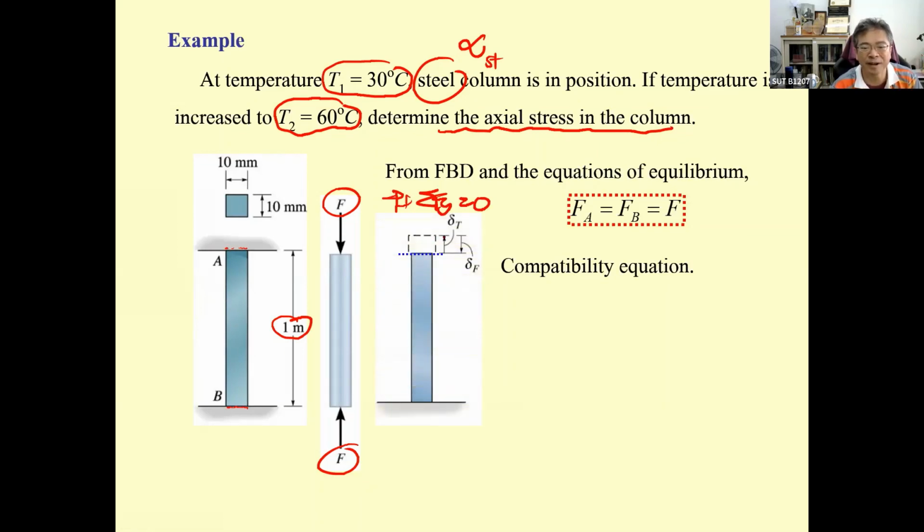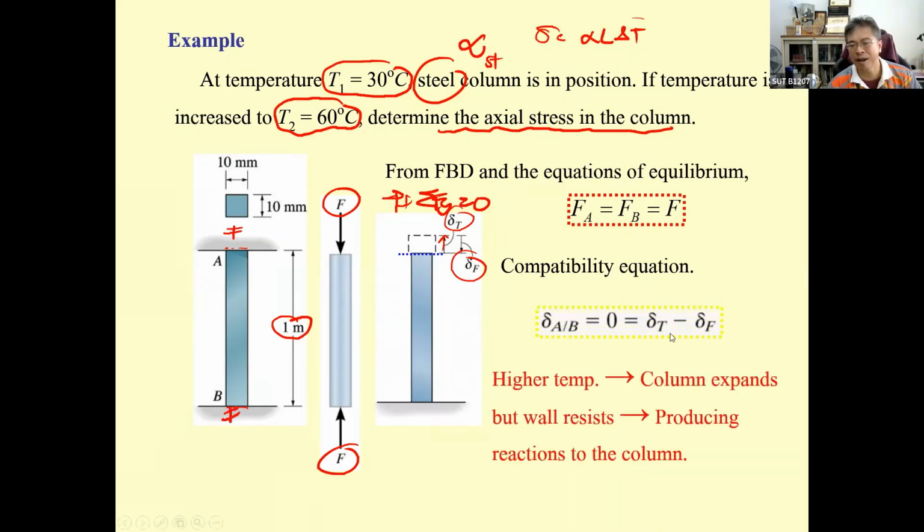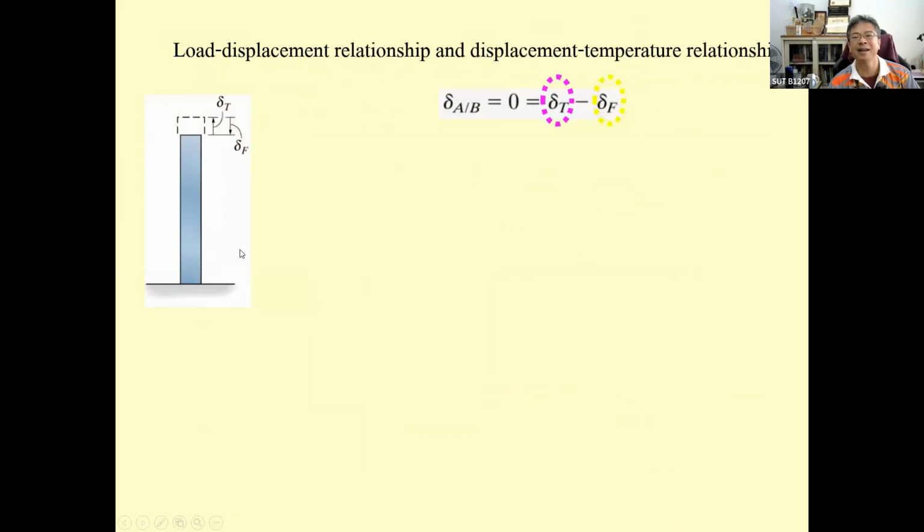So the deformation due to the temperature occurs as alpha L delta T, but it must be suppressed by the fixed support. So the deformation delta T minus delta F is going to be 0, controlled by the fixed support, and delta T is going to be the expansion, alpha L delta T.